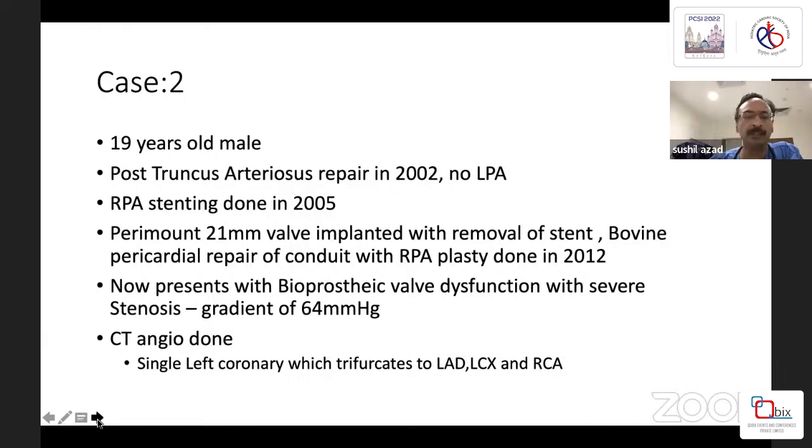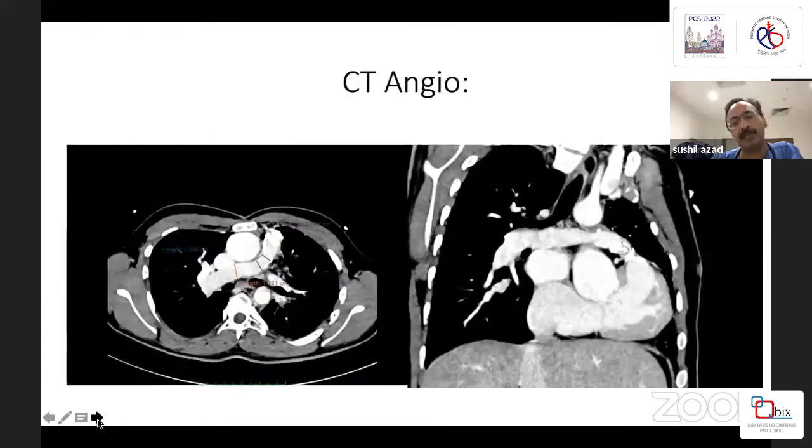We did a CT angio for that. There was a single left coronary artery which trifurcates into the LAD, circumflex and the right coronary artery. And also the right pulmonary artery at the origin was significantly narrow. It was around 9 millimeters, whereas the distal right pulmonary artery at the hilum was around 16 millimeters. There was significant narrowing of the right pulmonary artery.